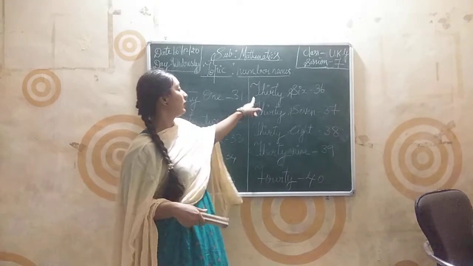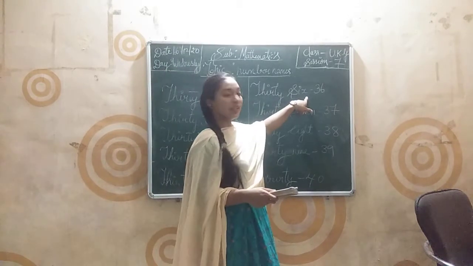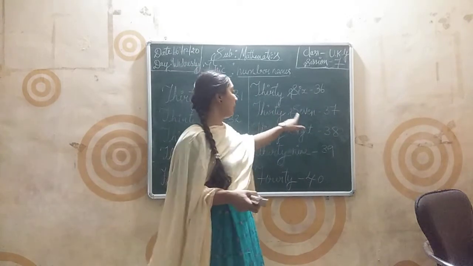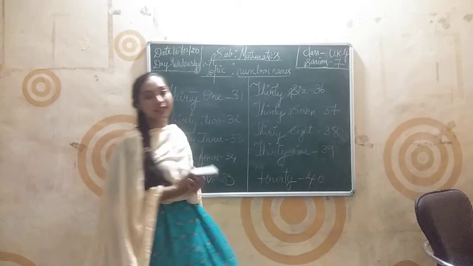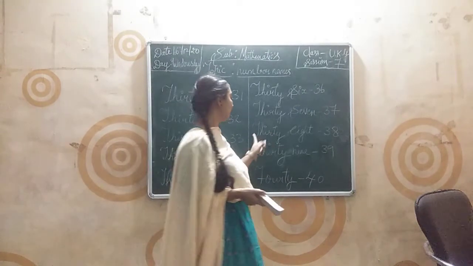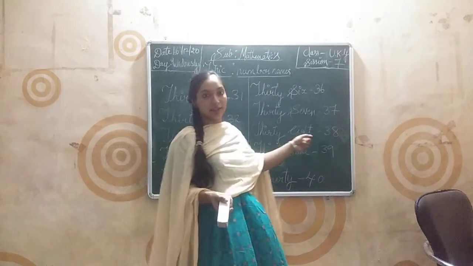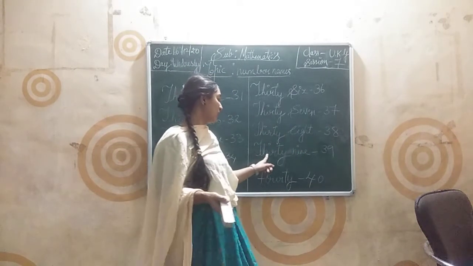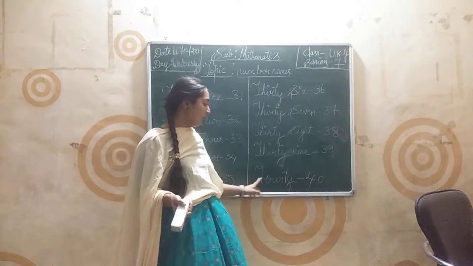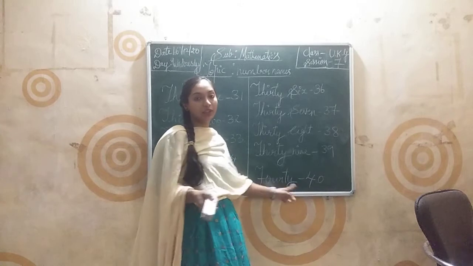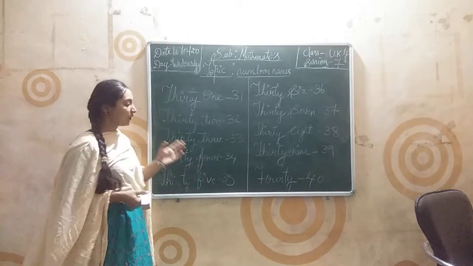In 35 we have learned. 36: the same spelling of 30, T-H-I-R-T-Y 30, S-I-X 6, 36. 37: T-H-I-R-T-Y 30, S-E-V-E-N 7, 37. And 38: T-H-I-R-T-Y 30, E-I-G-H-T 8, 38. 39: T-H-I-R-T-Y 30, N-I-N-E 9, 39. And the spelling of 40 is F-O-R-T-Y 40. So these are the number names from 31 to 40.